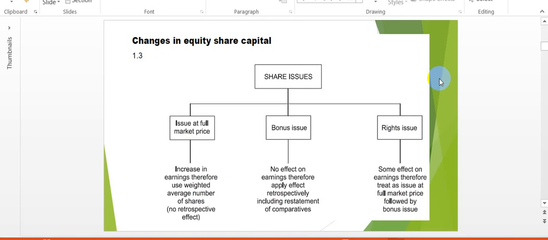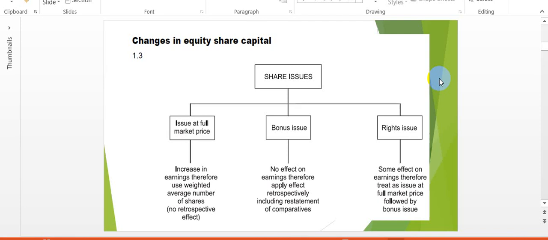So what happens is that when new shares are issued, these will result in a change in the equity share capital of the current shareholders. Now there are three ways in which shares may be issued. The first one, the shares may be issued at full market price.